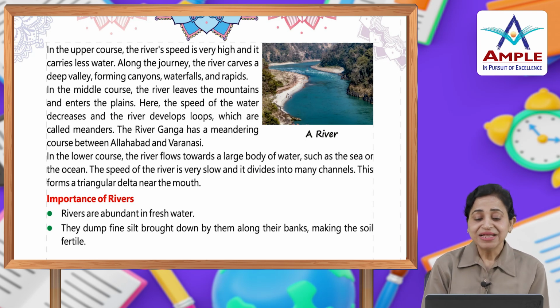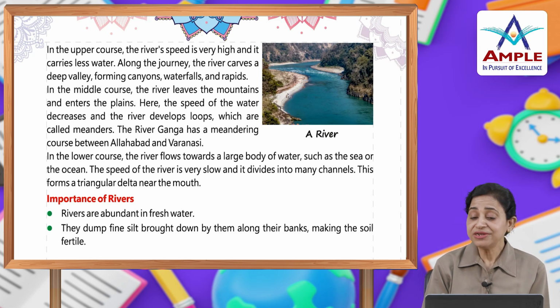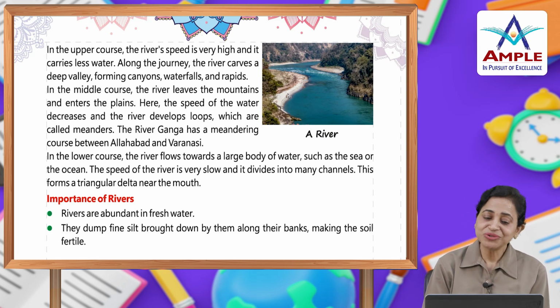Underline please. In the lower course, the river flows towards a large body of water such as the sea or the ocean. The speed of the river is very slow and it divides into many channels. This forms a triangular delta near the mouth.